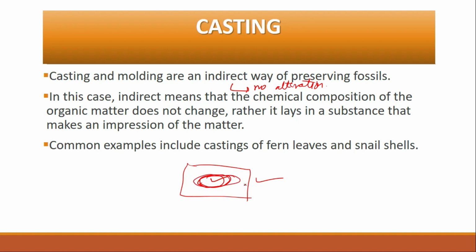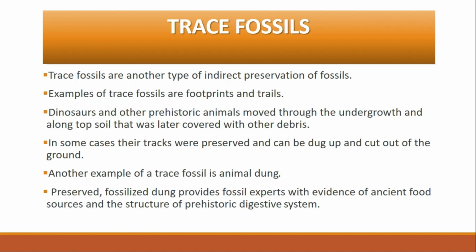You get the imprints. There is no change in the chemical composition. The only thing is that it leaves an impression here. Getting it? So the common examples include casting of fern leaves and snail shells. Alright? Now let's look at another method, that is trace fossils. So trace fossils are another type of indirect preservation of fossils. Here also no alteration is taking place in the chemical composition.